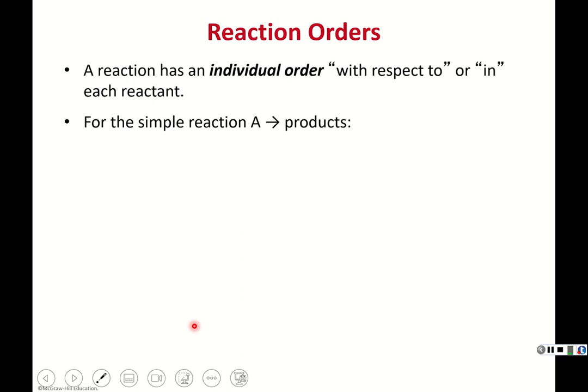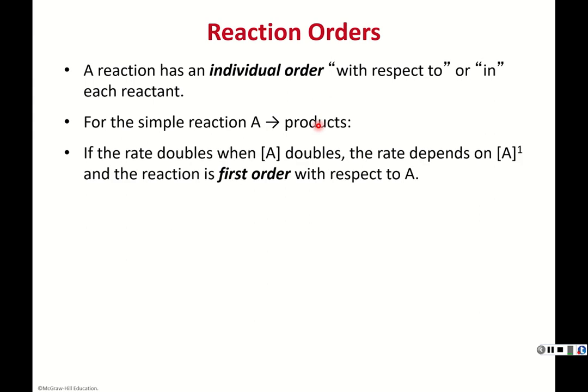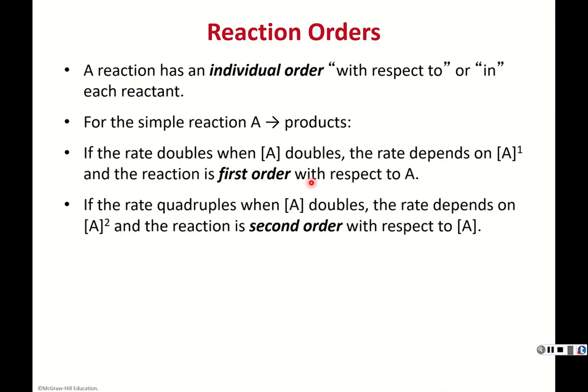If we do a simple reaction, A going to products, and the rate doubles when the concentration of A doubles, then the rate depends on A to the first power. That's what we call a first order reaction with respect to A. If the rate quadruples when the concentration of A doubles, then the rate depends on A to the second power, or squared. This is what we call a second order reaction in A.